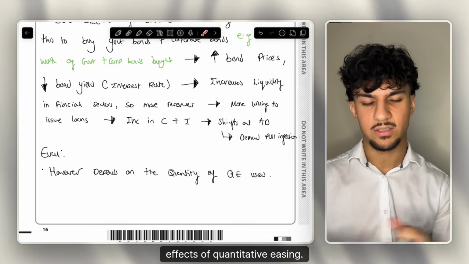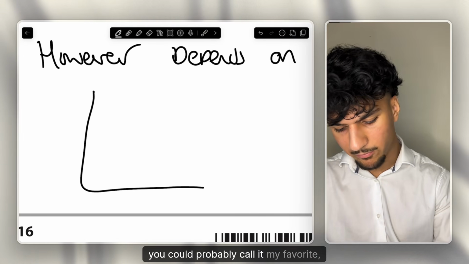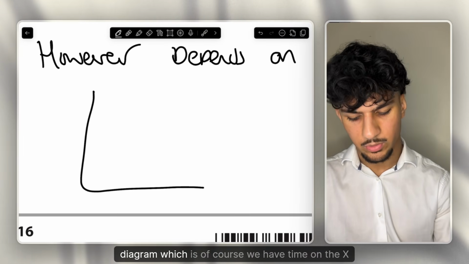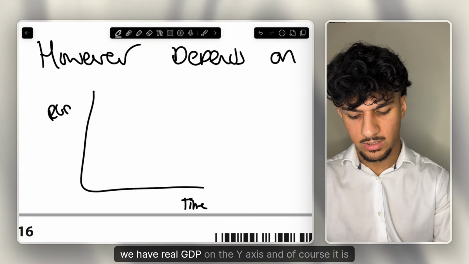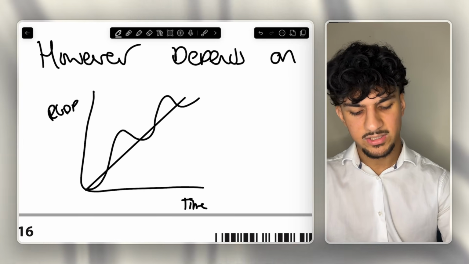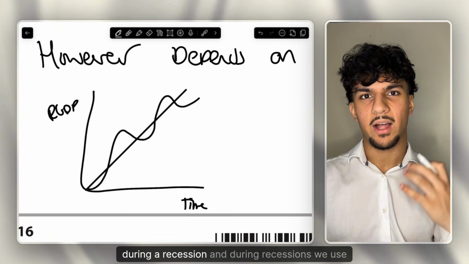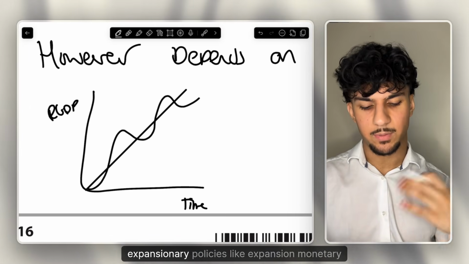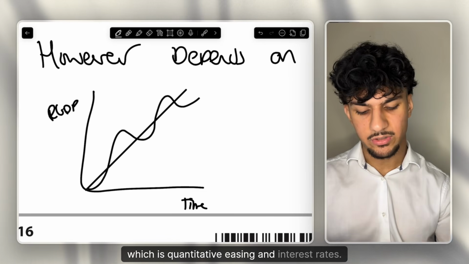of quantitative easing. Now, with regards to the second evaluation point, I am going to be using, you could probably call it my favorite diagram, which is, of course, we have time on the x-axis, we have real GDP on the y-axis, and of course it is the business cycle diagram. Why? Since, of course, we pursue quantitative easing during a recession, and during recessions we use expansionary policies like expansionary monetary policy, which is quantitative easing, and interest rates.